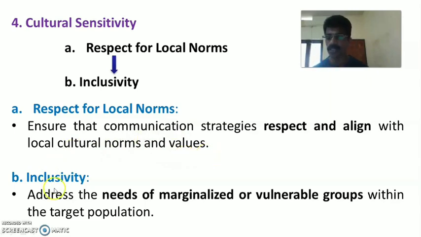Then the second is inclusivity. Address the needs of the marginalized, underserved, poor people, the marginalized and vulnerable groups within the target population. In the target population, according to the vulnerability, we make small groups of people, subgroups. In that, their problems and needs will be focused. That comes under the cultural sensitivity strategy. It includes respect for local norms and inclusivity.